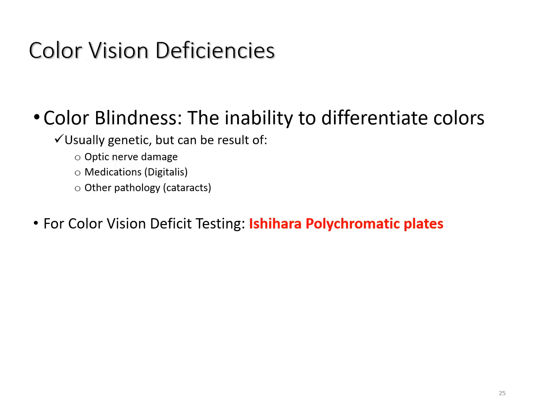Color blindness. This is the inability to differentiate colors. It's usually genetic, but can be a result of optic nerve damage, medications, and other pathology like cataracts for sure. For color vision deficit testing, they can do what is known as the Ishihara polychromatic plates, and we will look at that.